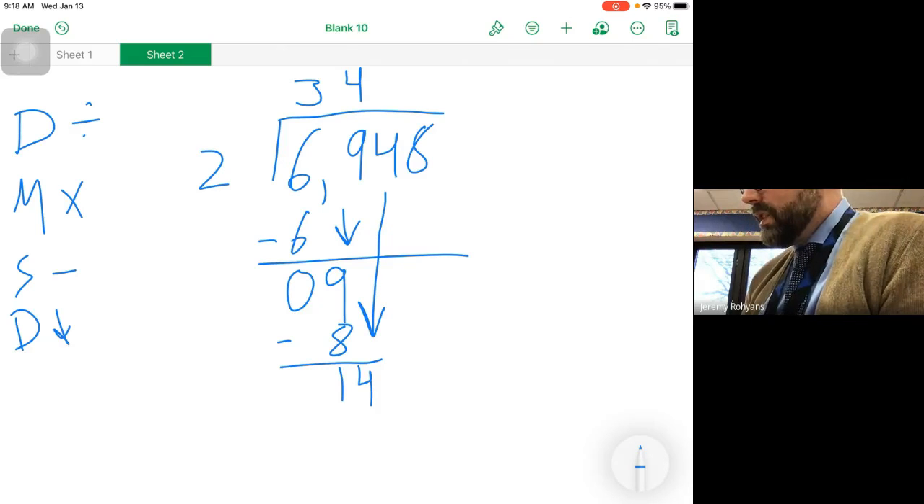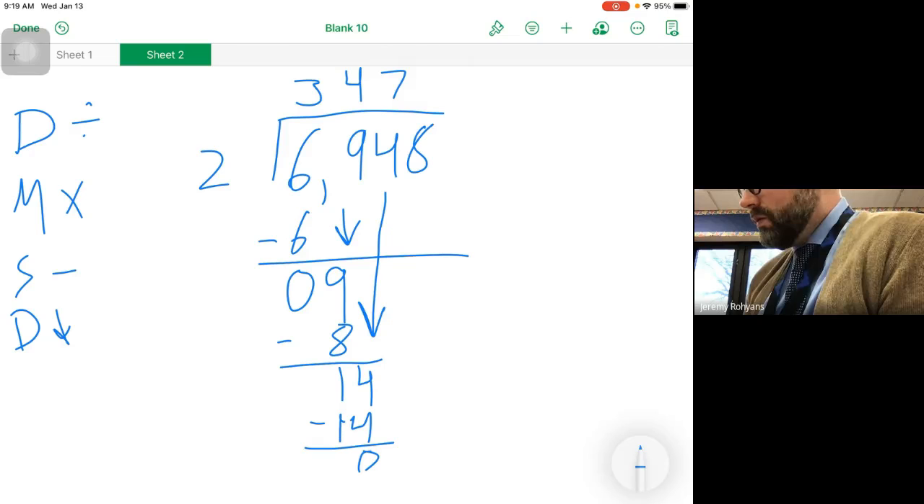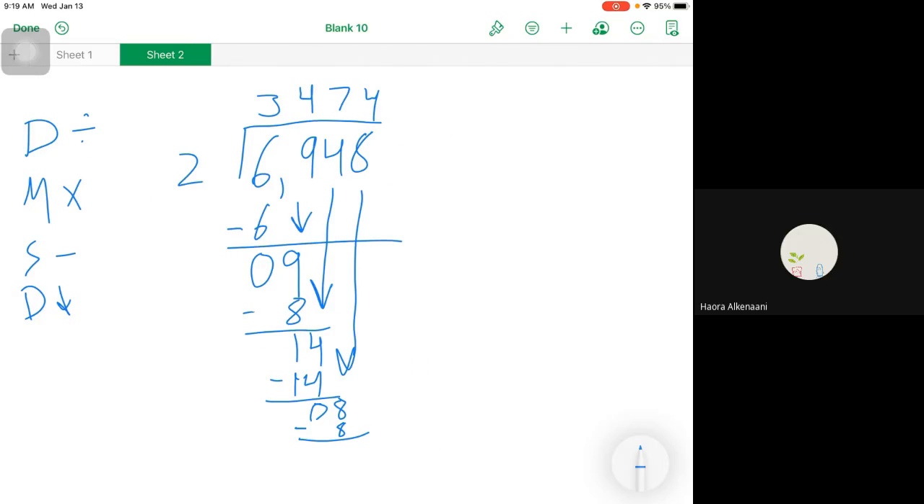So 2 goes into 9 4 times, because I know my math facts that 4 times 2 is 8, and that's the closest I can get to 9 without going over. Then I just multiply and subtract. 9 minus 8 is 1. Drop the next number. Restart the process all over. 2 goes into 14. I know 2 times 7 equals 14. 14 minus 14 is 0. Drop 8. 2 goes into 8 4 times. 4 times 2 is 8, and that is 0.